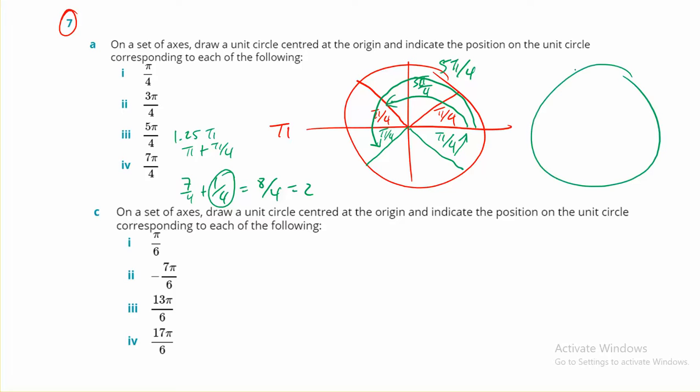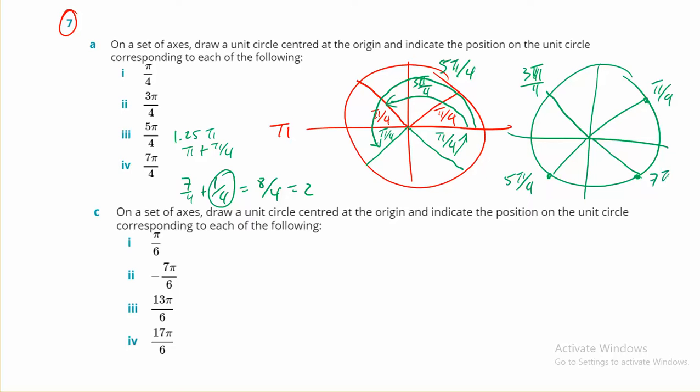So to summarize, we've got 4 positions. This is pi over 4. This is 3 pi over 4. This is 5 pi over 4. And this is 7 pi over 4. Okay, and they're all pi over 4 from the x-axis. It's pi over 4 from the x-axis, not that way, this way. And pi over 4 that way.